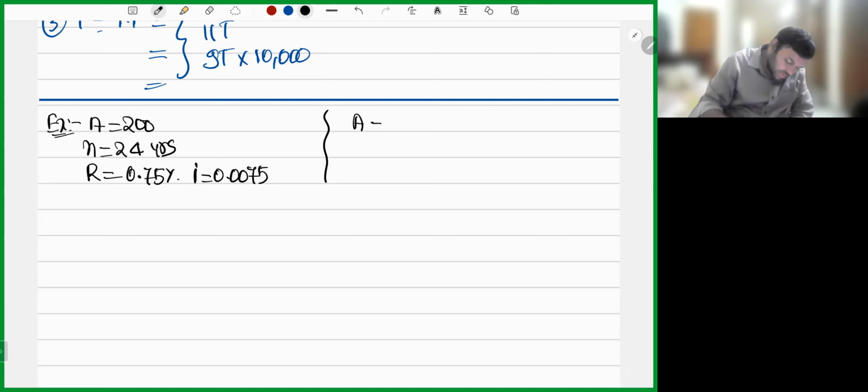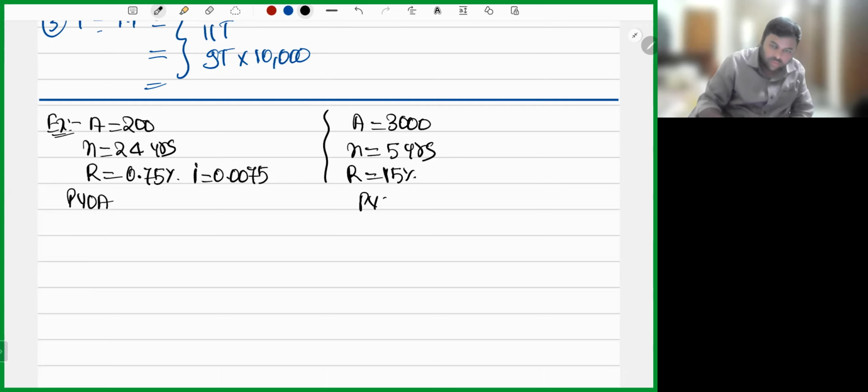Next example, A is equal to 3,000. N is equal to 5 years. R is equal to 15%. Compute present value of ordinary annuity. How will you compute?